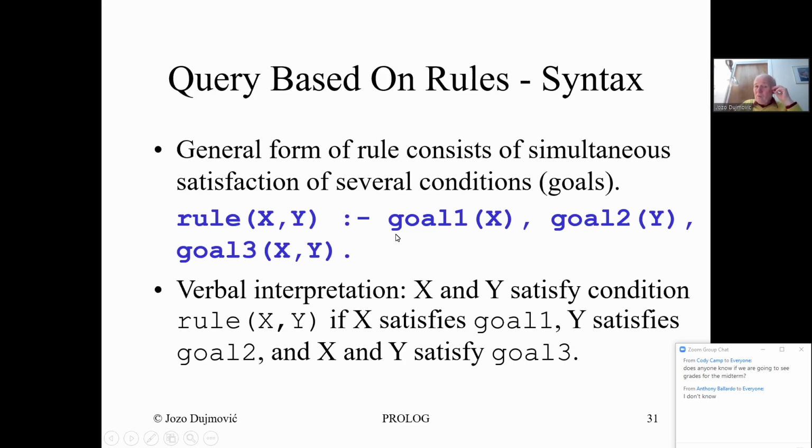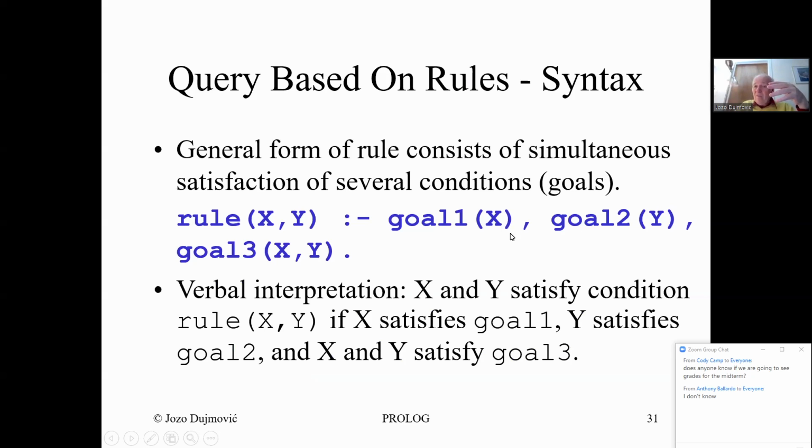Now, if we satisfy goal 1, we have the value of x that is instantiated at the moment of satisfaction. For example, you can say brother of John is x, okay? And now this x is either brother of John or not brother of John. So if you find somebody who is brother of John, for example, George, then you have x is George, and this is what is an instantiated variable.